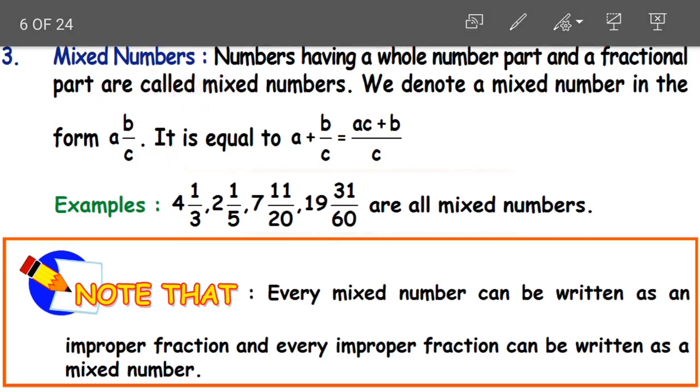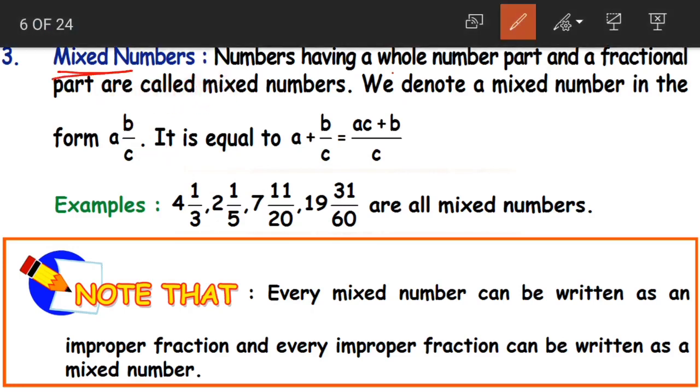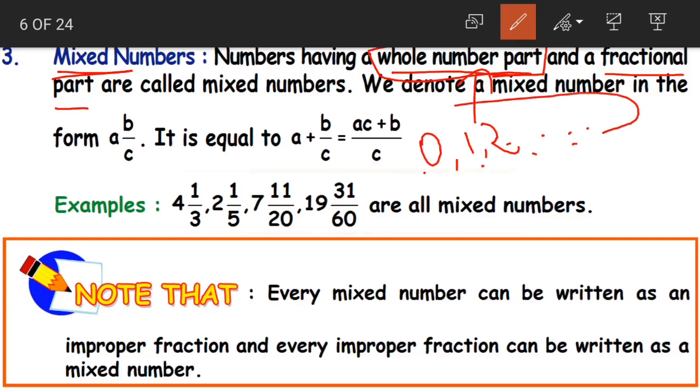Mixed number. By mixed, what do we mean? It is a combination of two or more different types. So in a mixed number we have two types of numbers together. One is a whole number part and the other part is a fractional part. What are whole numbers here, students? Whole numbers start from 0: 0, 1, 2, 3 and so on. All the positive numbers are called whole numbers, and the other part is a fractional part.